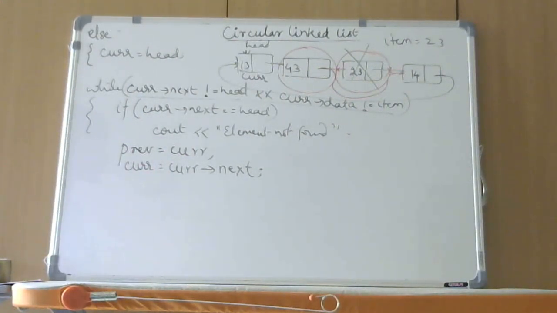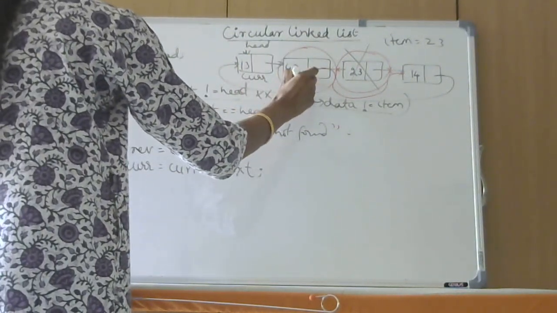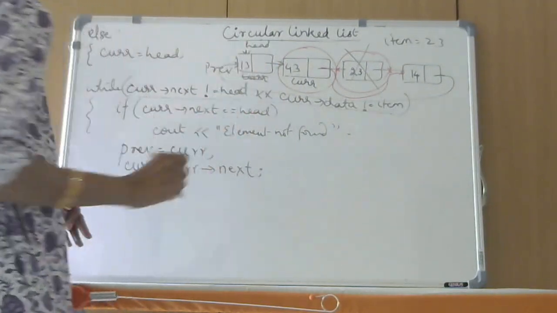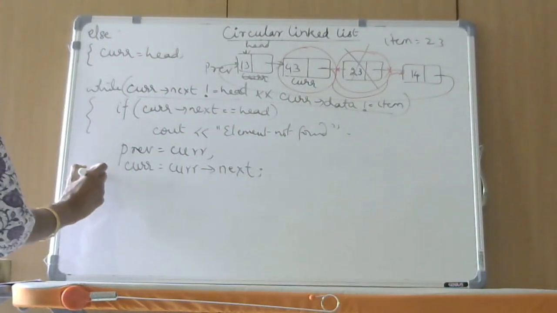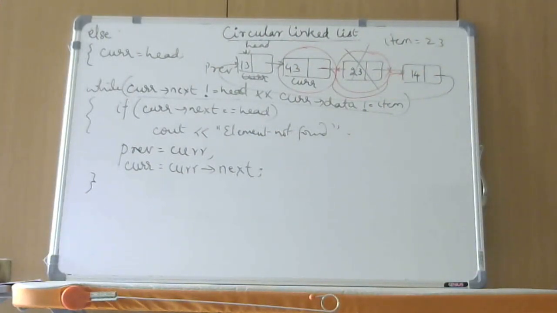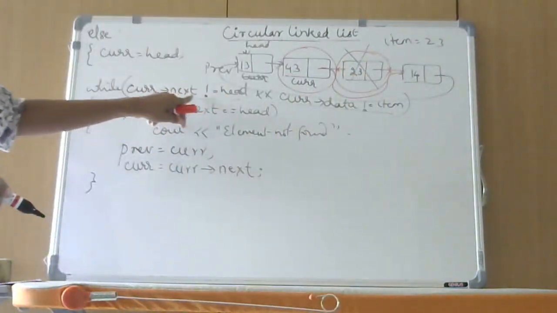Previous is equal to current. Current is equal to current of next. So this will become current and this will become previous. All that we go on doing until we reach the last element. When I reach the last element, what will happen? Okay, it's not the last element.